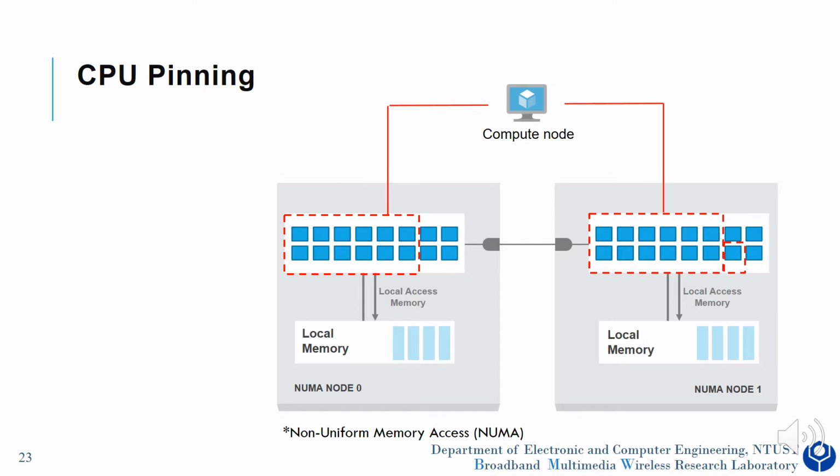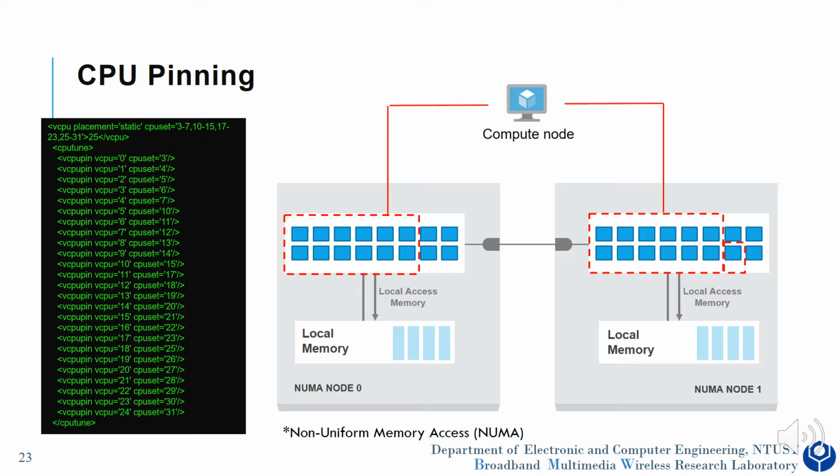So using CPU pinning, we can evenly distribute the CPU cores by assigning and binding them to the virtual CPUs that the compute node has. This is an example of the CPU pinning configuration we did in the kernel host. The vCPU is the virtual CPU, and the CPU set is where the physical CPU lies. So we map vCPU 0 to CPU set 3, vCPU 1 to CPU set 4, and so on until vCPU 24, which we assign to CPU set 31.